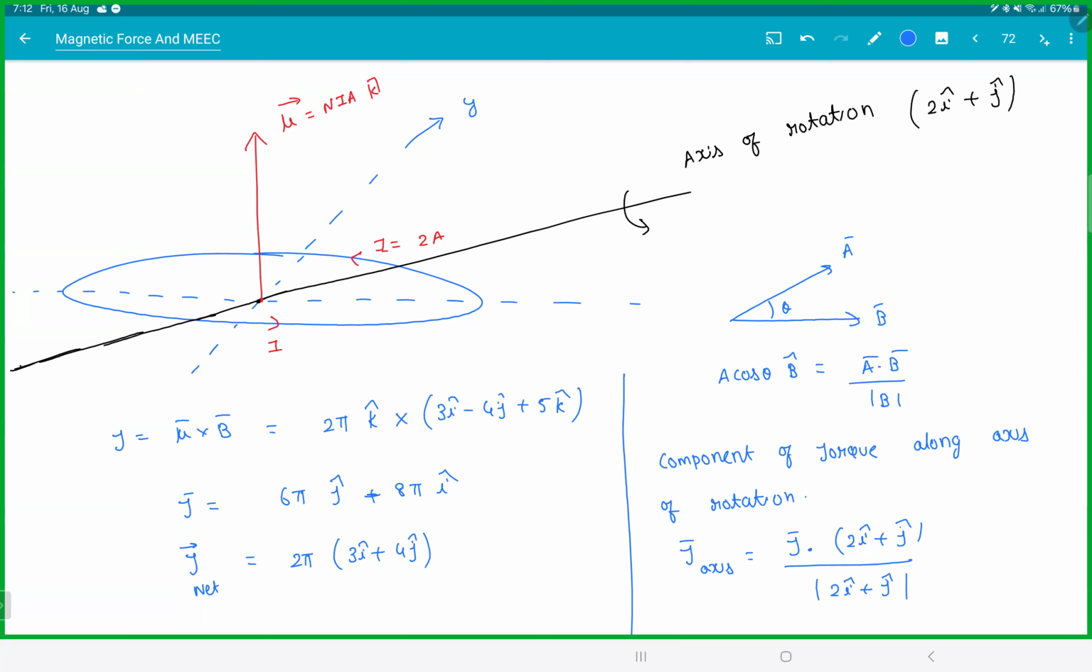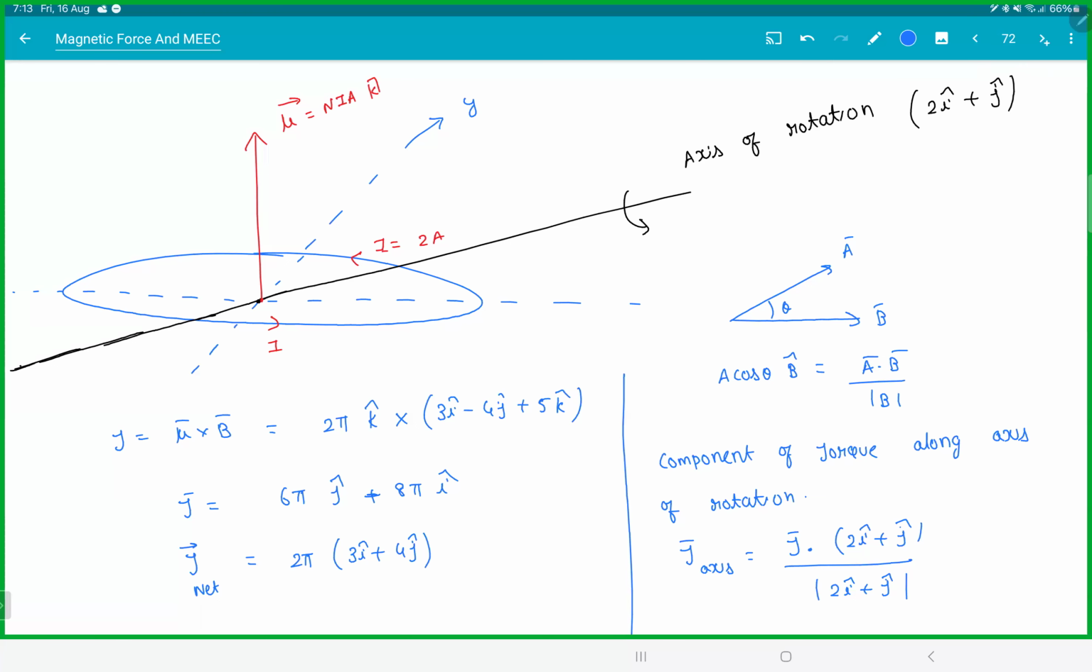Making sense? So what if I apply force at an angle like this? There will be one component pushing this way, one component pushing this way, and one component rotating it. So you take the torque only along the axis of rotation. Only that is responsible for rotation. Just think of it like forces. You've taken only magnitude. We have to take the vector also.